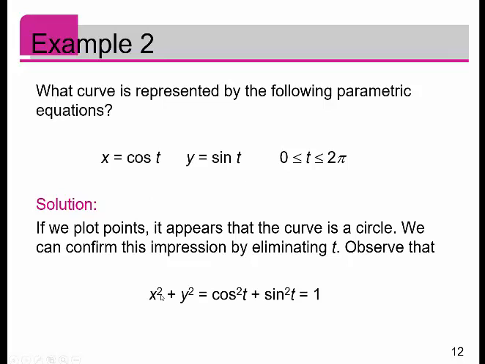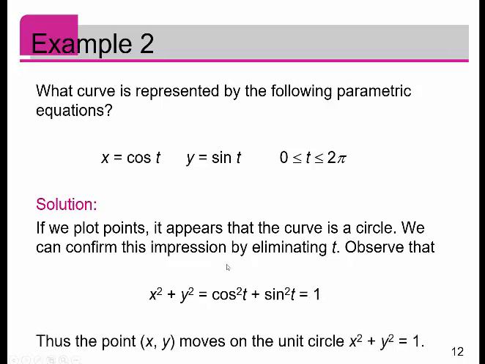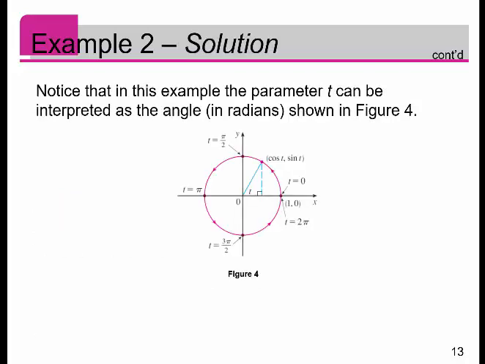Observe that x squared plus y squared: well, x squared is cosine squared of t, y squared is sine squared of t. Cosine squared of t plus sine squared of t just equals 1. So it's literally just the equation x squared plus y squared equals 1. Thus the point x, y moves on the unit circle. Notice in the example the parameter t can be interpreted as the angle in radians, that theta I was talking about, as shown in figure 4 here.